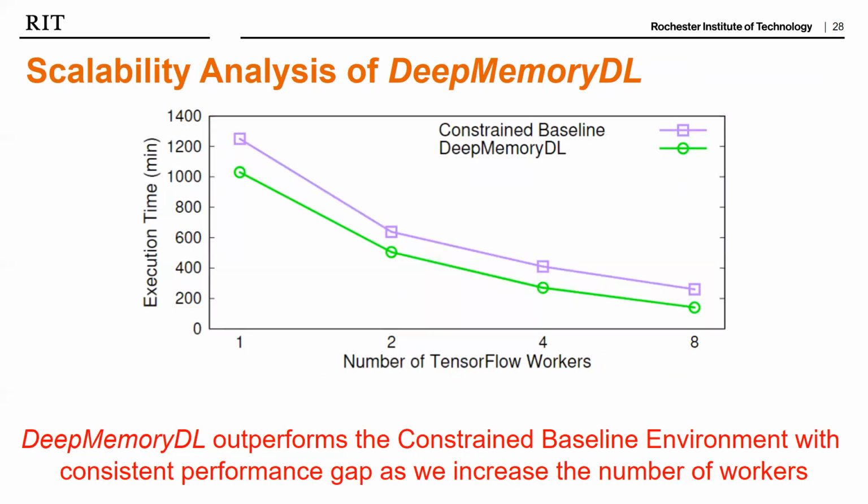Lastly, we conducted performance scalability testing of DeepMemoryDL to evaluate its performance at scale. And we observed that our framework outperforms constrained baseline environment in all experiments, and the differences remain fairly consistent as the number of workers increase in a distributed setting. This shows a negligible overhead of using our framework with increased worker nodes.